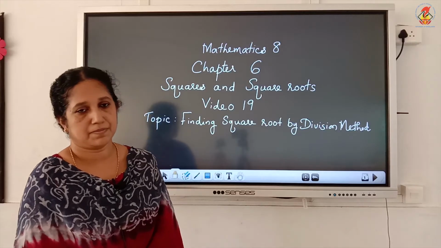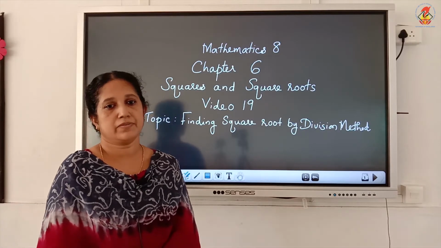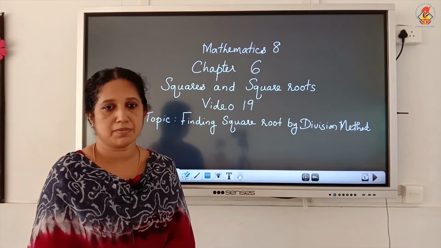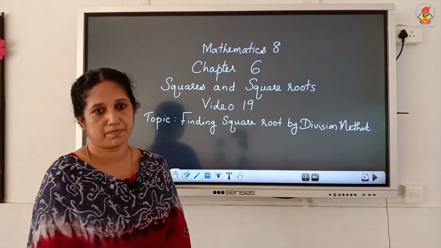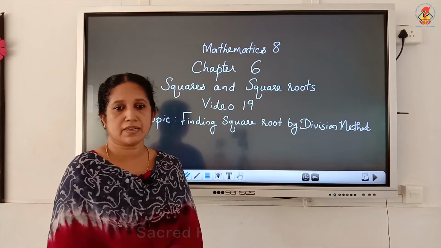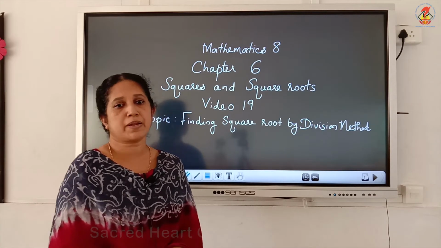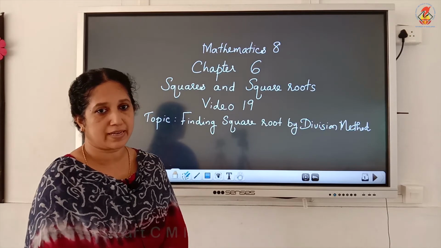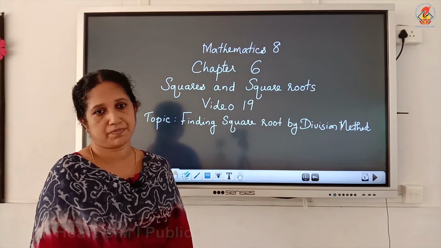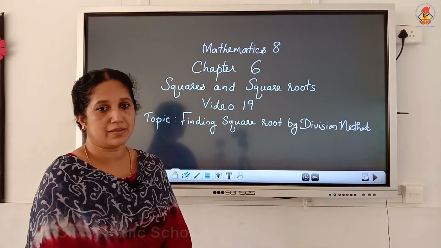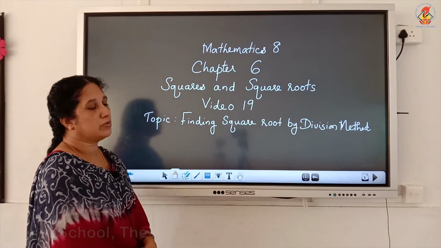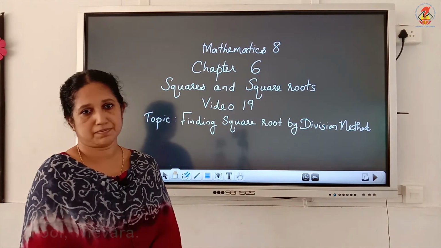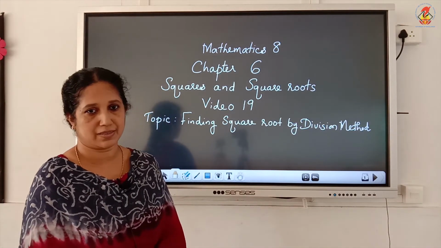Hello children. We learned that we can use prime factorization method to find the square root of a perfect square number. But when the numbers are very large, this prime factorization method is also lengthy and difficult. So we can use another method, that is finding the square root by division method. This is the last method.